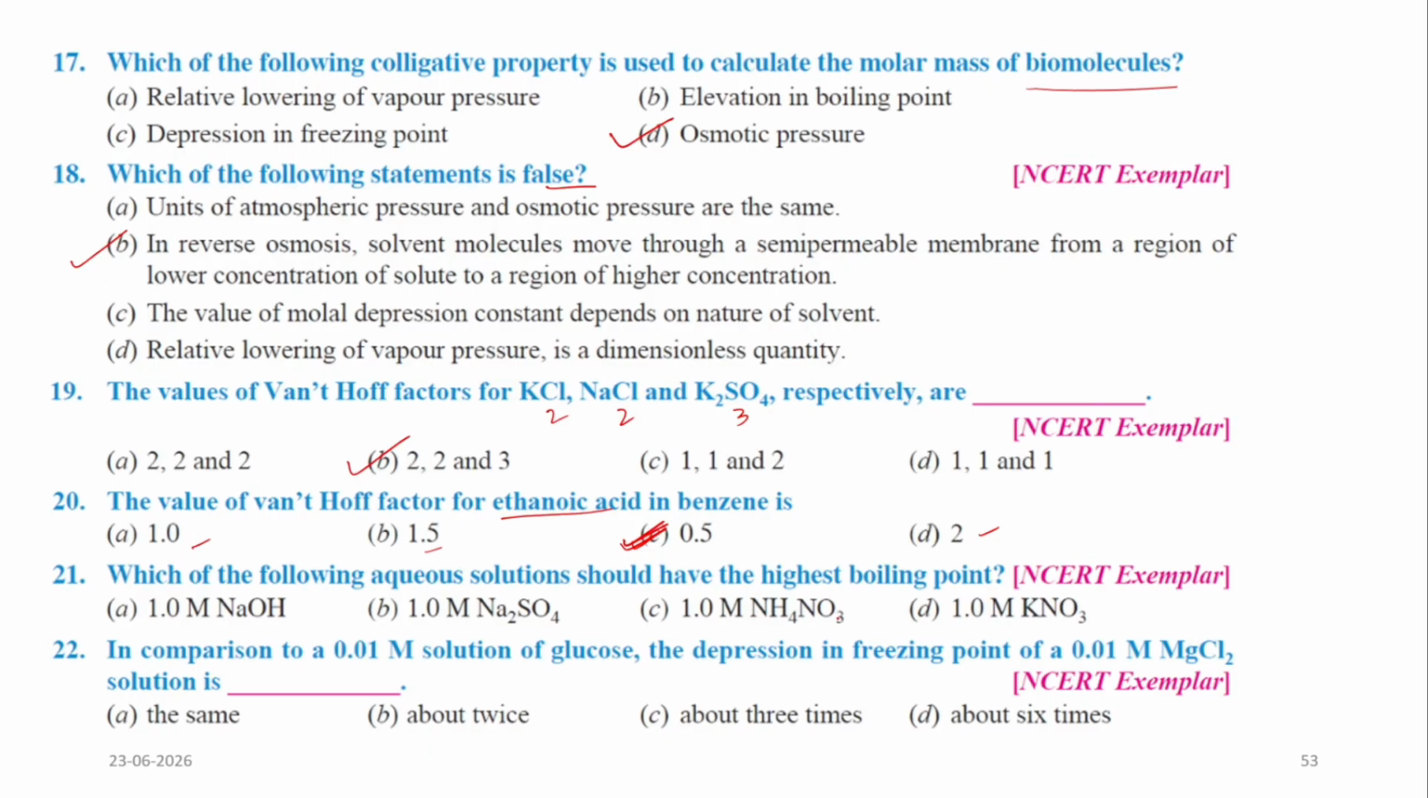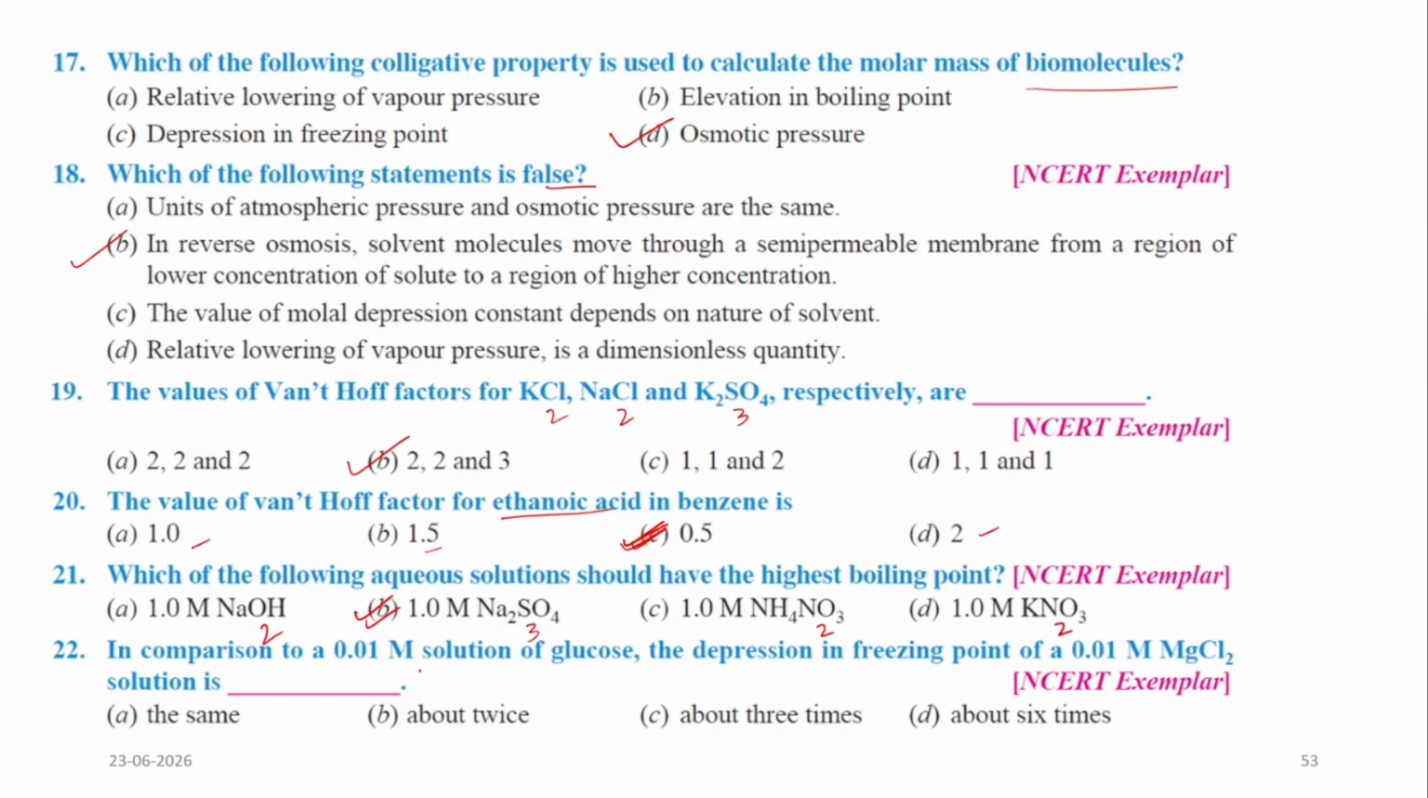Which of the following aqueous solutions should have the highest boiling point? See, NaOH, so Na plus OH minus, 2 particles. Na2SO4, 2 Na and 1 sulfate, total 3. NH4NO3, ammonium nitrate, 1 ammonium, 1 nitrate, so total 2 ions. KNO3, K plus NO3 minus, so 2. I think this is the only solute with 3 ions, so it will have the highest boiling point.